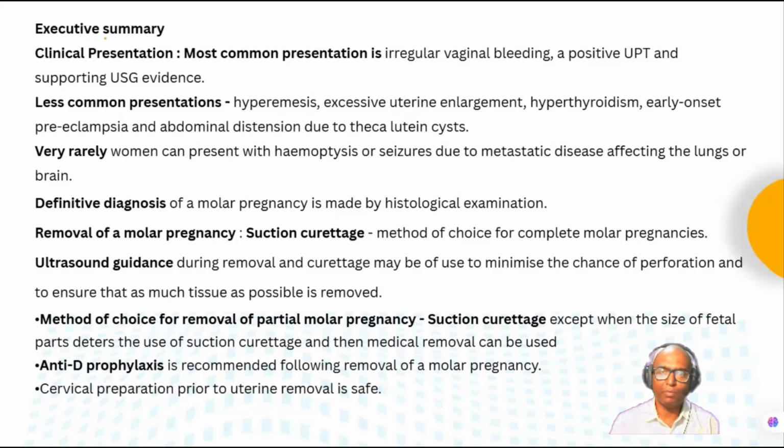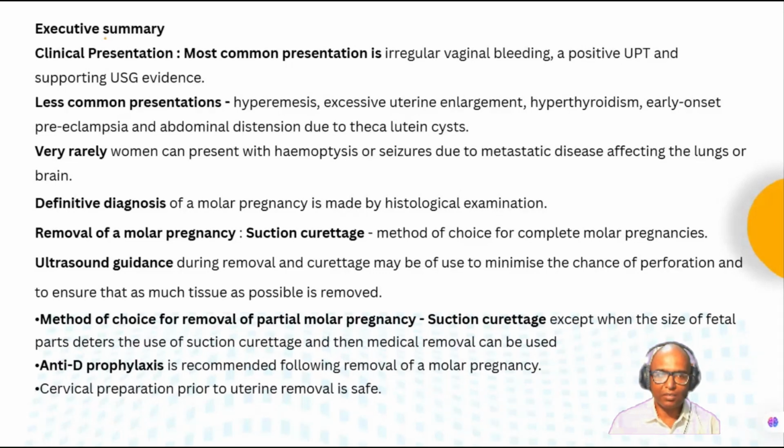The definitive diagnosis of molar pregnancy is made by histological examination only. So when we are talking about GTD, that is gestational trophoblastic disease, we require a histological confirmation. When we are talking about gestational trophoblastic neoplasia, we require a persistently rising beta hCG, not the histopathological confirmation. Just remember this: the diagnosis of GTD is by histopathological examination.